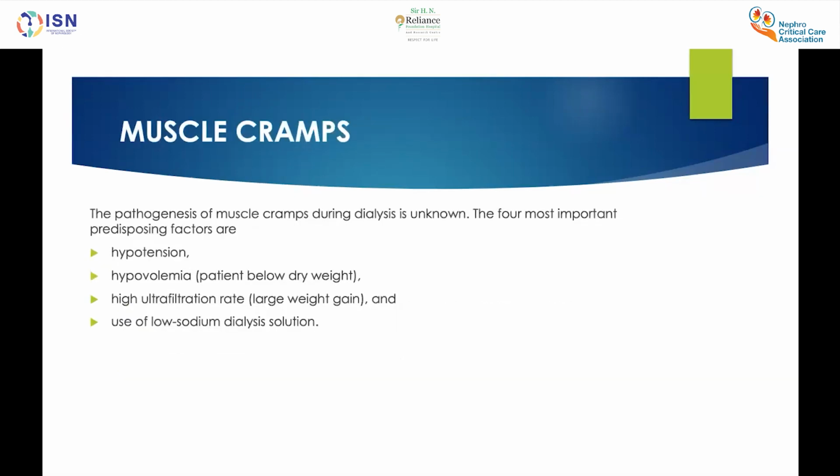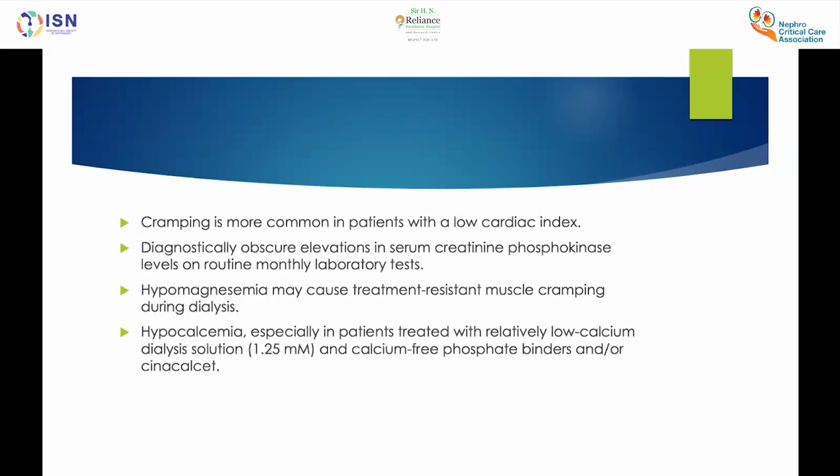The tonicity induced increase in vasopressin levels is a likely basis for the differential effects. Now, another complication would be muscle cramps. The pathogenesis is unknown, but there are four most important predisposing factors for it. That is hypotension, hypovolemia, high ultrafiltration rate, and use of low sodium dialysis solution. It is more common in patients with a low cardiac index.